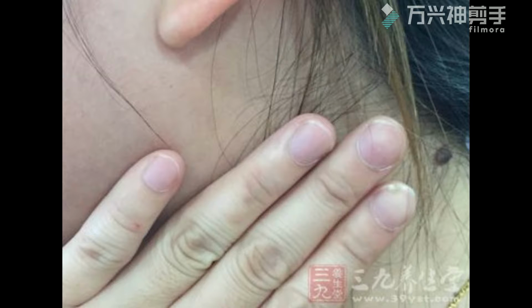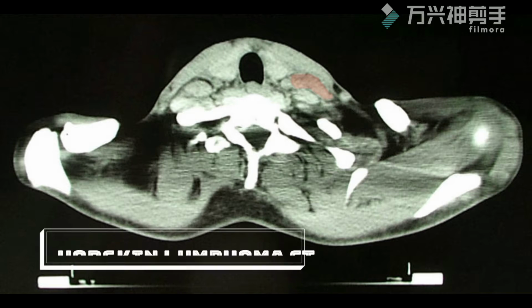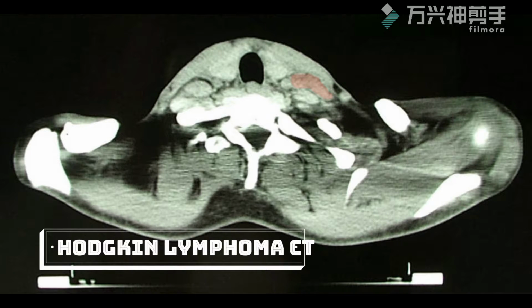The mixed cellularity type occurs in 20 to 30% of cases, and it is more common in older men. Here we have these Reed-Sternberg cells, but they are mixed with inflammatory cells as well, such as neutrophils, basophils, and cytokines. The main cause of the mixed cellularity type is the Epstein-Barr virus.